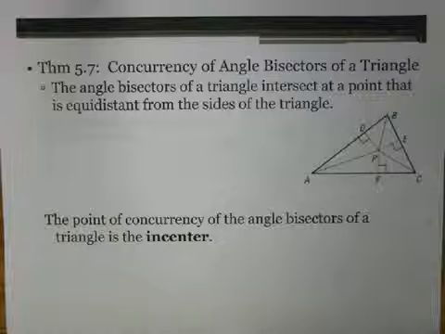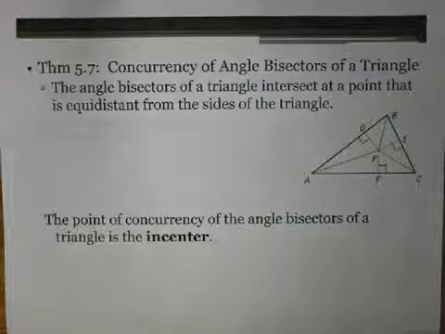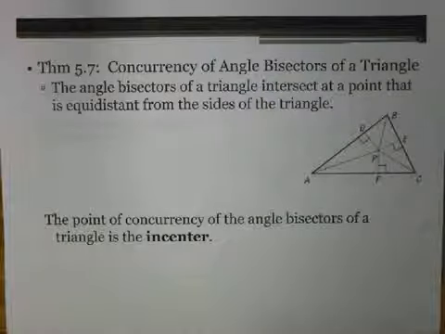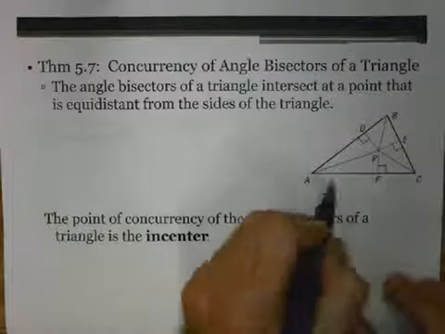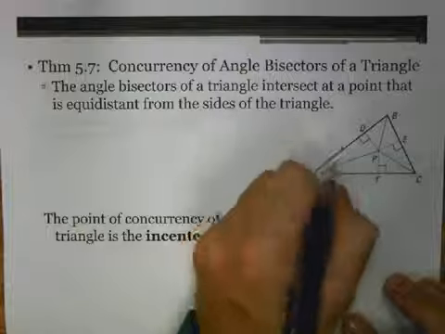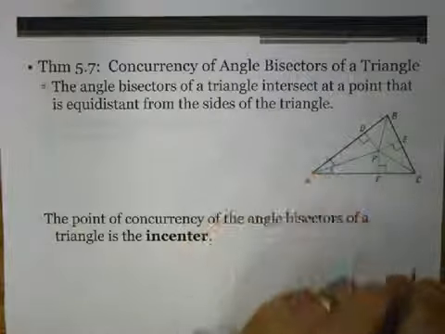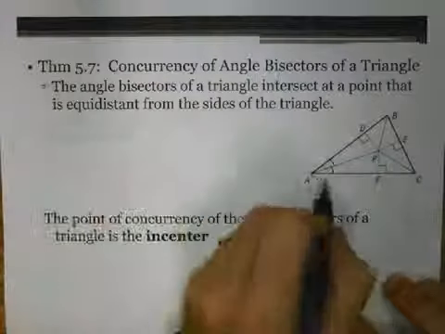Now, we get to the point where we can take not just one angle, but look at 3 angles within a triangle, and we get that some relationship exists where all of the angle bisectors meet. So we call this theorem the concurrency of angle bisectors of a triangle. And that says the angle bisectors of a triangle intersect at a point that is equidistant from the sides of the triangle.